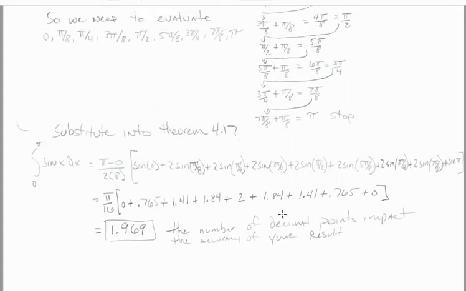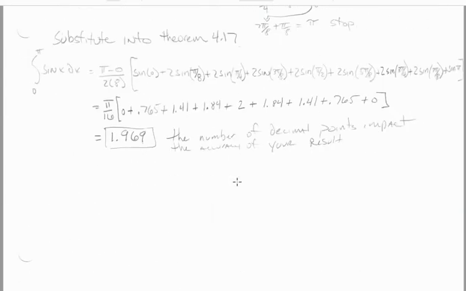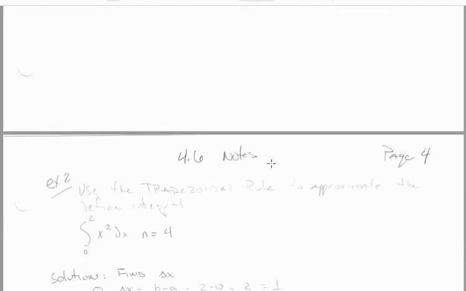So when n equals 8, we're at 1.969, okay? And over here when n was 4, we were at 1.896. So we should be getting closer and closer to the true value with the more iterations that we take, so if we increase n. Alright, so that's using the trapezoid rule for the most part.